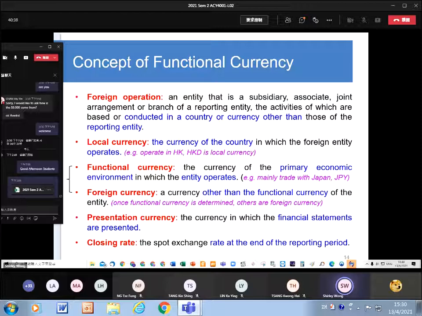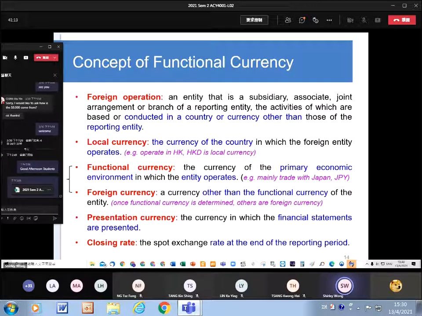Okay, the next term I would like to let you know is called local currency. So what does local currency mean? The currency of the country you operate in is the local currency. So local currency is the currency of the country in which the foreign entity operates. For example, if you operate in Hong Kong, then the Hong Kong dollar is the local currency. If you operate in Japan, then the Japanese yen is the local currency. If your company operates in Singapore, then the local currency is SGD.